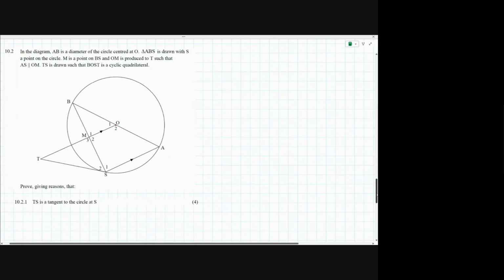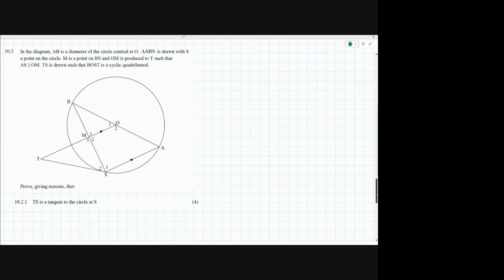So in the diagram, AB is a diameter of the circle centered at O. Triangle ABS is drawn with S a point on the circle, M is a point on BS, and OM is produced to T such that AS is parallel to OM. TS is drawn such that BOST is a cyclic quad. So we've been given a fair amount of information here once again that we are hopefully going to be able to use to answer some questions.